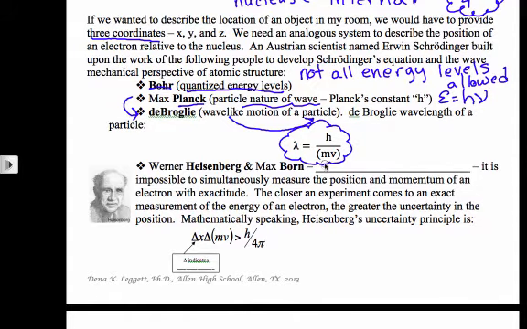Heisenberg and Born helped us out by coming up with the uncertainty principle. In other words, the best we're going to be able to do is define a playground where the electron is most likely playing with a given energy. And that's called the uncertainty principle.